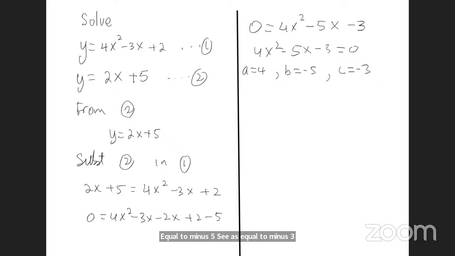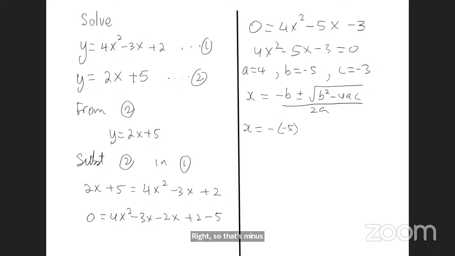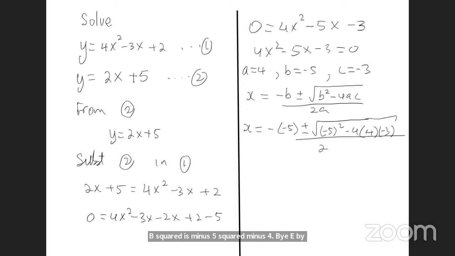All right, Kaya, so you're good so far. And then it can substitute in here, right? X is equal to minus B plus or minus. Right, so that's minus. When you make a substitution, use brackets, right? So you don't mix up your signs. B squared is minus 5 squared minus 4 by A by C. All over 2 by A.